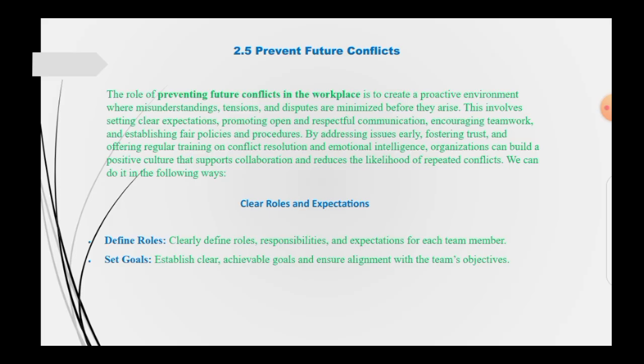Moreover, clear expectations provide a benchmark for evaluating performance and guiding professional development, leading to a more structured, transparent, and productive work environment. Hence, that was the end of this topic.